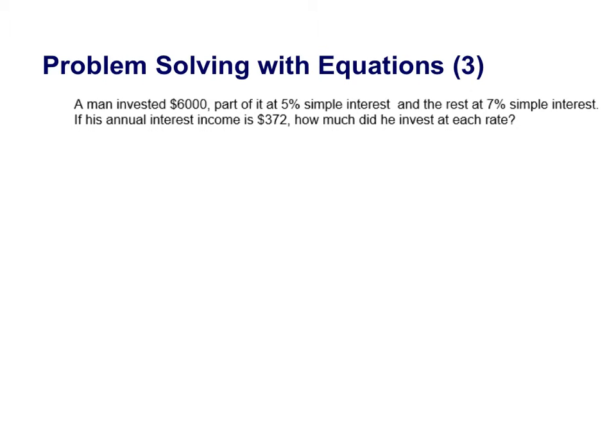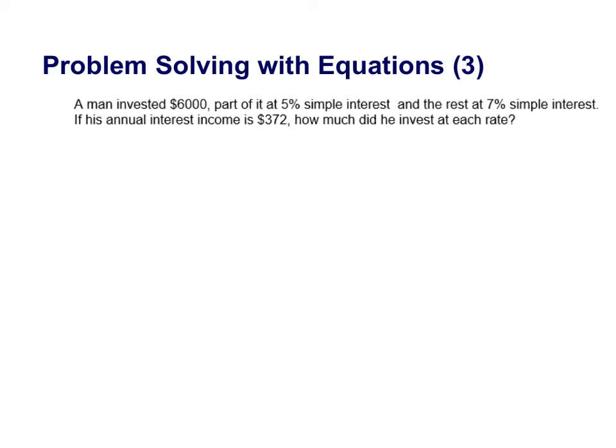Hey, guess what? This video only has one word problem. That's pretty exciting. Alright, a man invested $6,000, part of it at 5% simple interest and the rest at 7% simple interest. If his annual interest income is $372, how much did he invest at each rate?